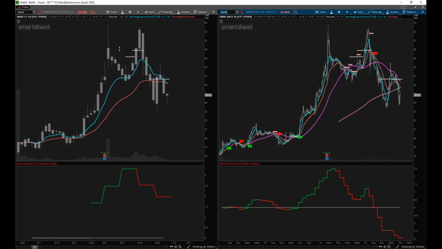SMAR. This is one of the newer ones, the new IPO. Here you go. Here is price. As far as an entry, here's price above the moving average, and we get our Moxie trigger. So that's your entry right here. We have a big run up, okay, fine, it comes back down, and now look at this.